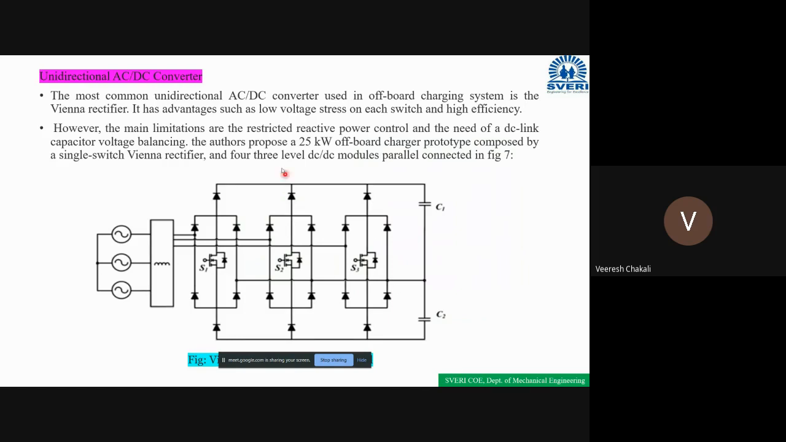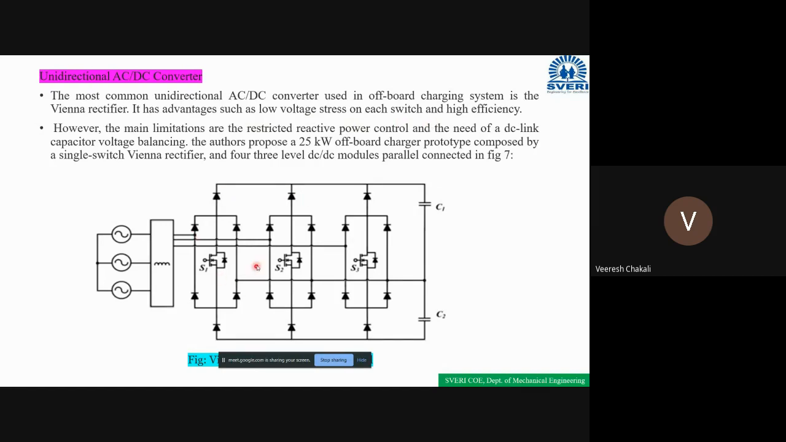Okay, one more example, a unidirectional AC-DC converter. The most common unidirectional AC-DC converter used in onboard charging systems is the Vienna rectifier. It has advantages such as low voltage stress on each switch and high efficiency.